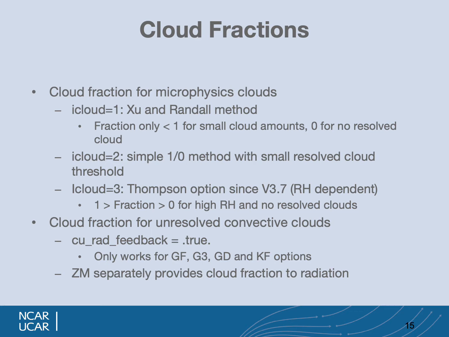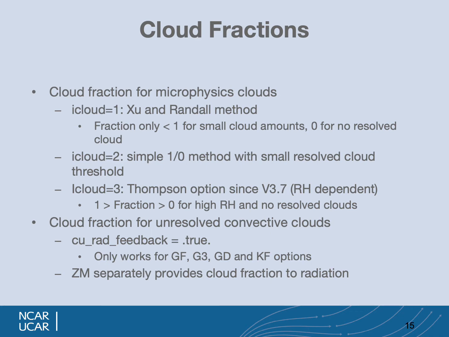Radiation schemes can also handle cloud fractions, where only part of the grid cell is occupied by clouds and the rest is considered clear. So we have several ways of doing cloud fraction in WRF. One is the Shue-Randall method, which is only less than 1 for small cloud amounts, but is 0 for when there's no resolved clouds.